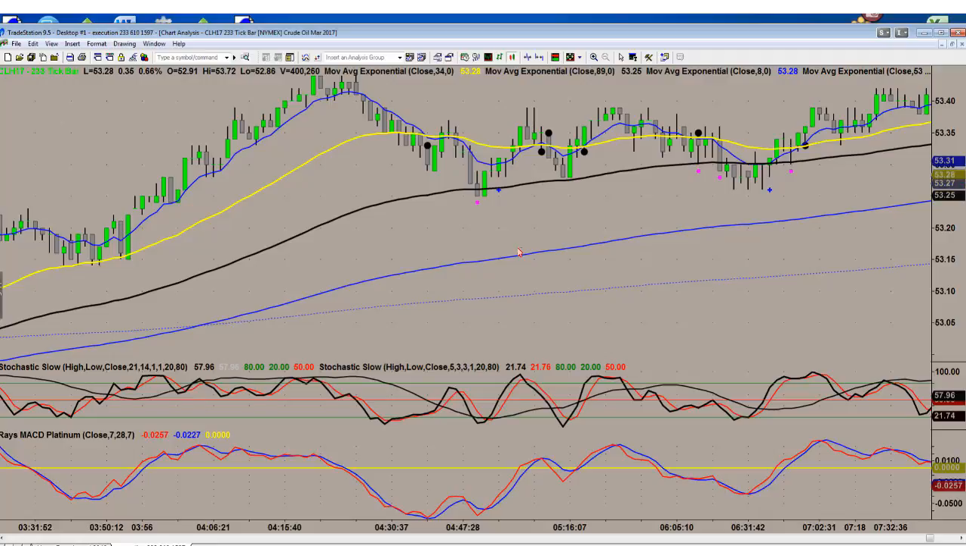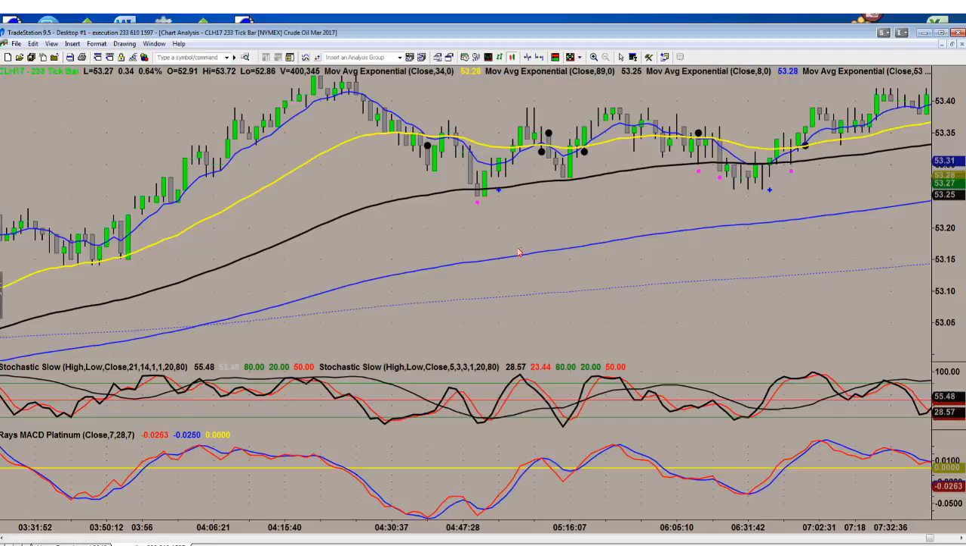Do you want to have a profit target? Do you want to have a trailing stop? Do you want to hold the trade until the 8 exponential crossover goes in the other direction? So it depends on your style of trading.